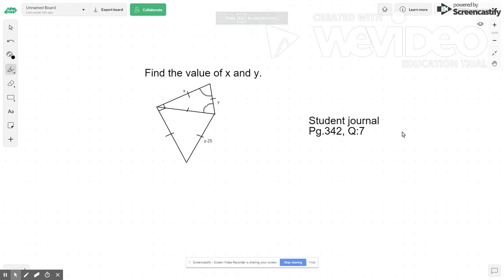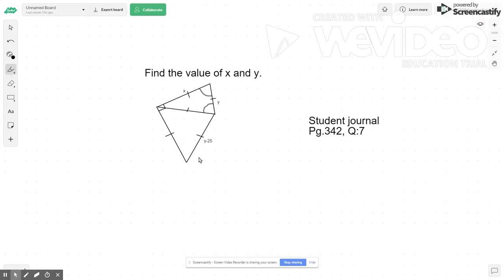Finding the value of x and y. And just to be clear, we took this from our student journal, page 342, question 7, chapter 4. Now let's get right into this problem. All right, so x is unknown, same with y, and from this triangle, we know that y is minus 25, so not that much information is given.